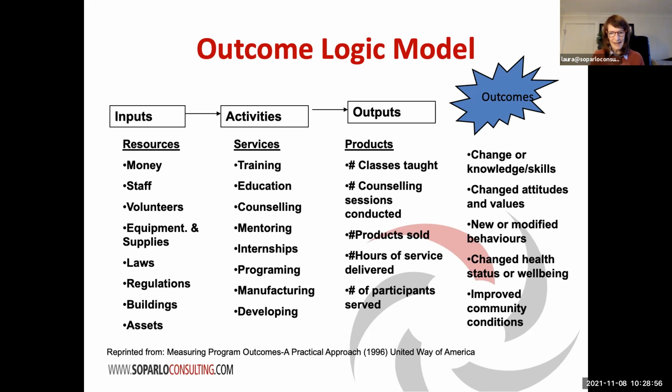So those are just activities. From your inputs and doing your activities, then we have what we call our outputs. And they differ from outcomes. Outputs are simply how many served, how much this, how much that. So we might have taught so many classes. We might have sold so many variations of product. We might have provided so many hours of service to our clients or customers, so many participants served or customers served. So again, it's just the output.